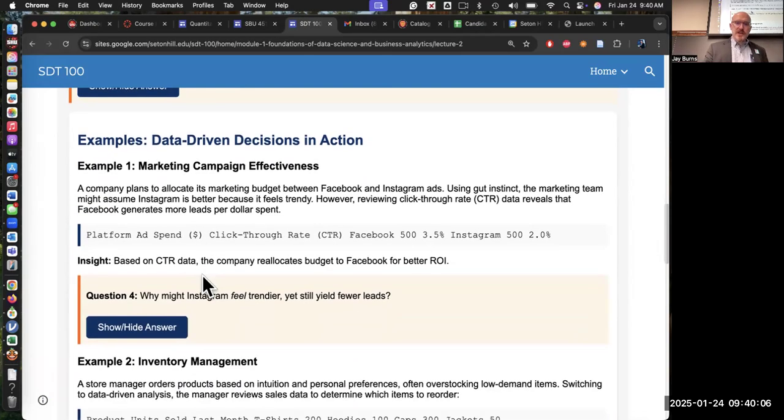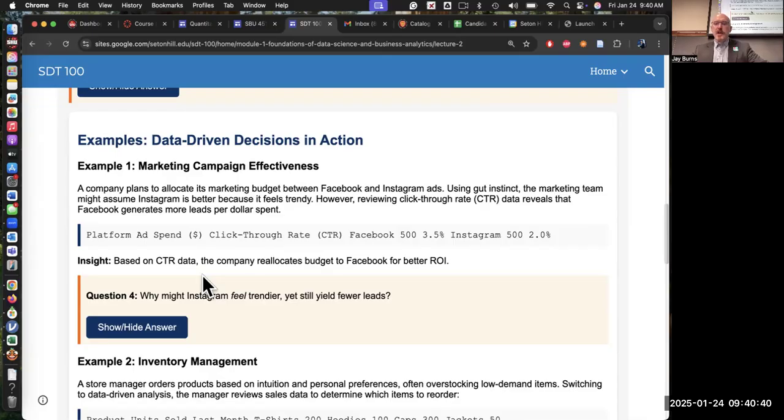Okay, so data-driven decisions and action. So example one, marketing campaign effectiveness. A company plans to allocate its marketing budget between Facebook and Instagram ads. Using gut instinct, so automatically you can know that there's something super sus at this point. The second I say in the example that using gut instinct, because we just got done saying that we don't want to do that. So using gut instinct, the marketing team might assume Instagram is better because it feels trendy.